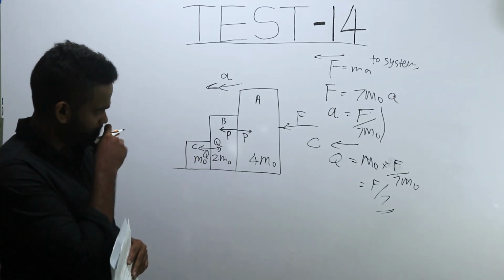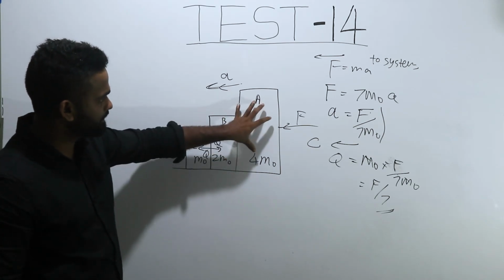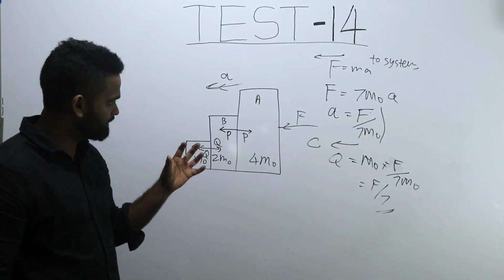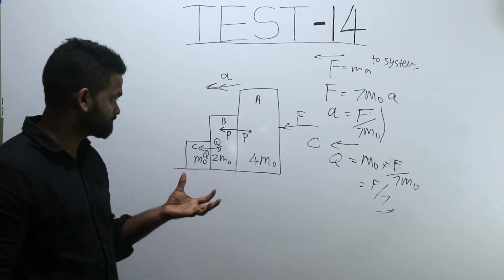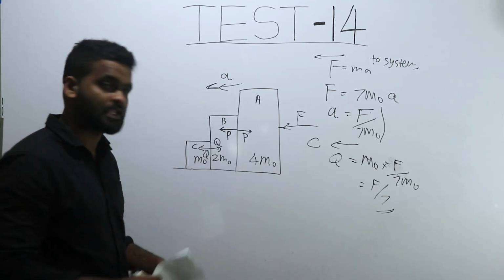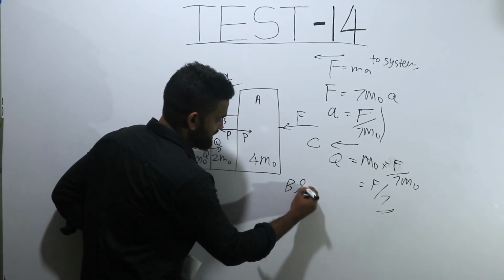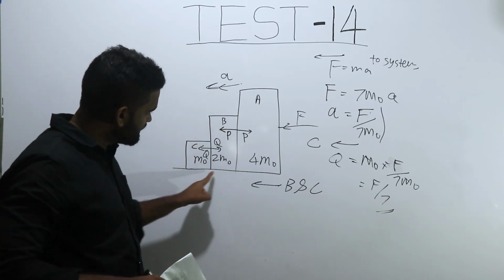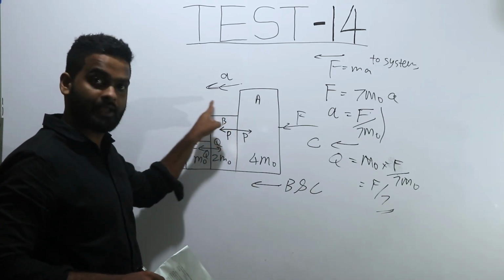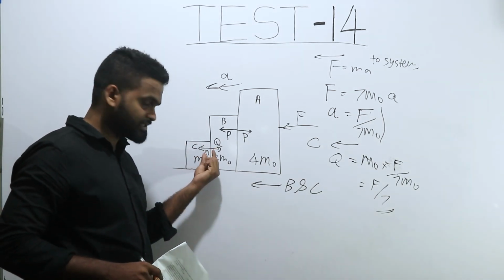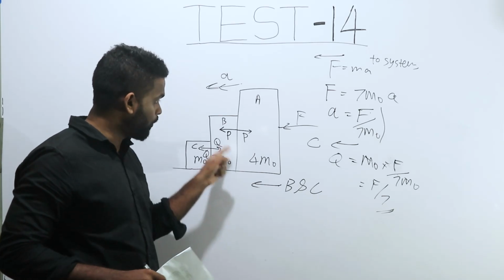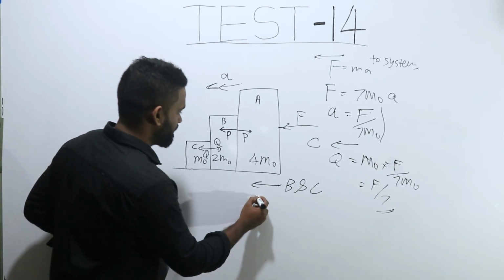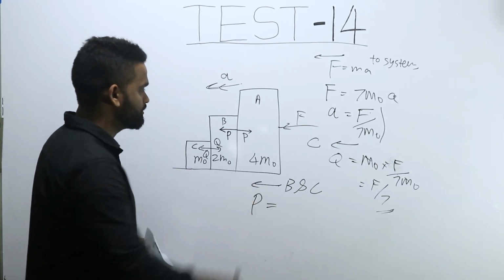To find P, you can apply F equals ma to A only, or to B and C at once. I think if you apply it to B and C, considering them as one system, this Q and this Q become internal forces, so they cancel off. The only horizontal force on the B and C system becomes P.